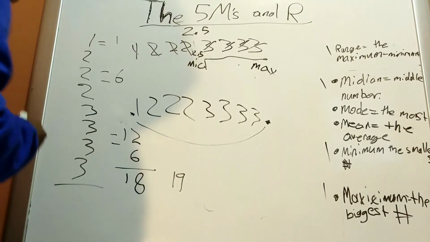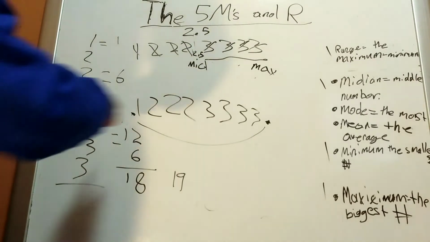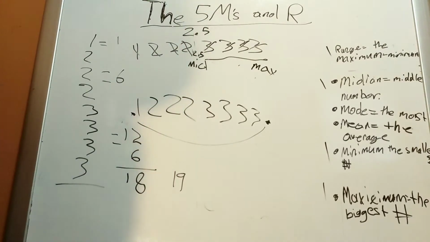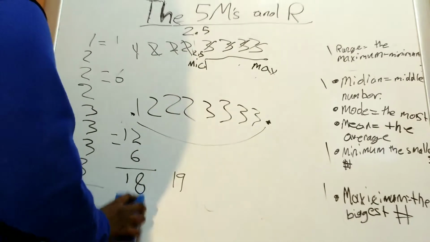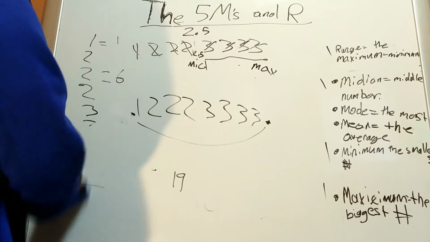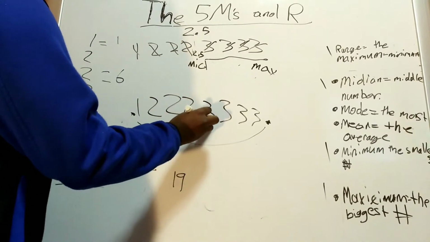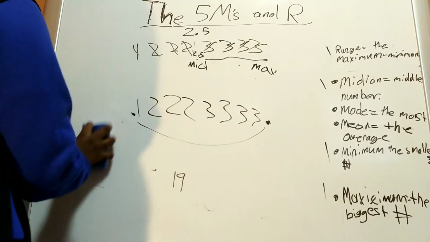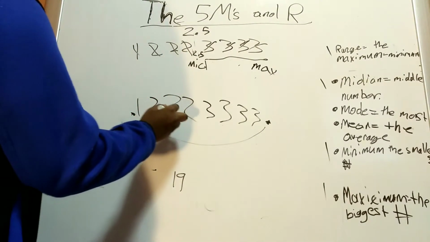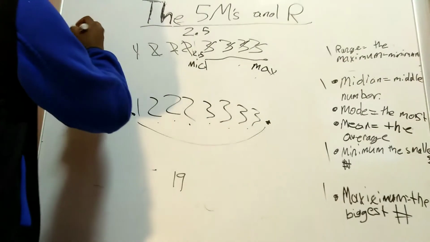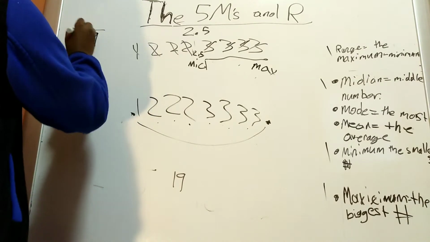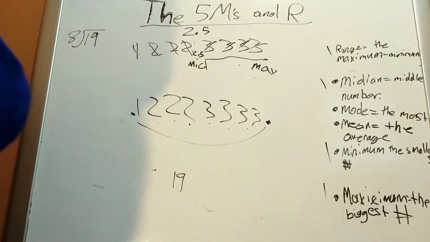So now you must divide all of these numbers by your total. Or you could just add, but just to find the average, you can either add, multiply, whatever works for you. So now we're going to do 19 divided by 8. 19 divided by 8 is what we're going to do. Divided by 8. So 8 goes into 19.